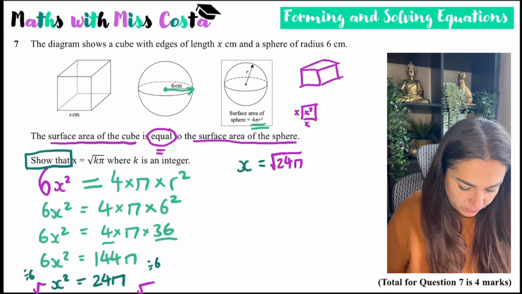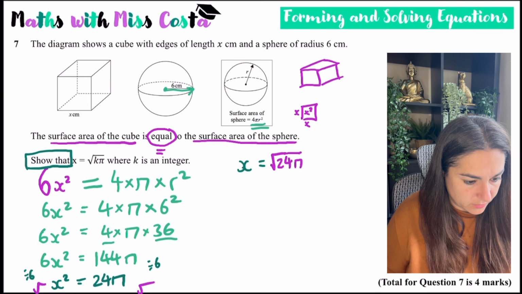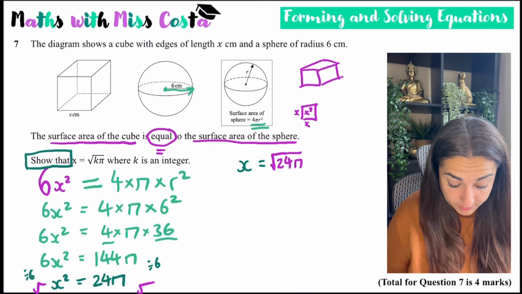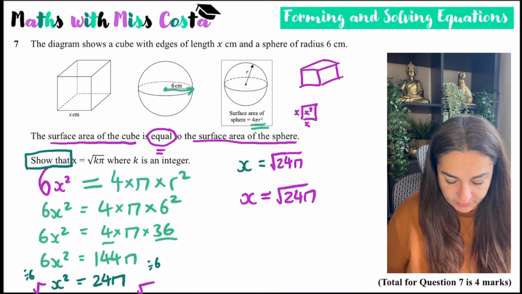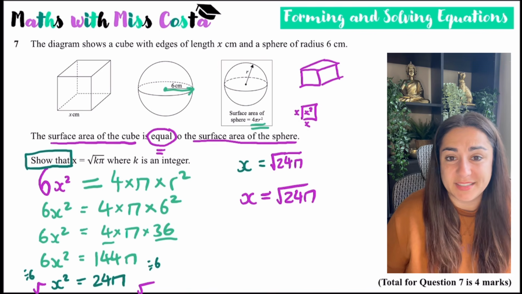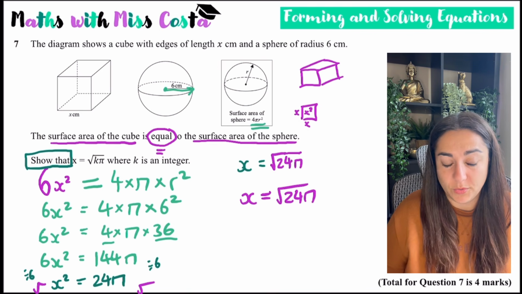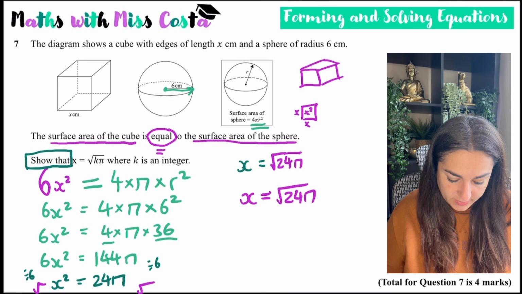And is that what they want? Yeah, they don't want us to simplify it anymore, so they just want us to show that x is the square root of 24 pi. They haven't asked me to simplify it, so even though it's a surd and you could simplify it, you don't need to.